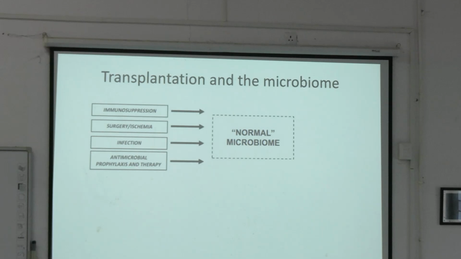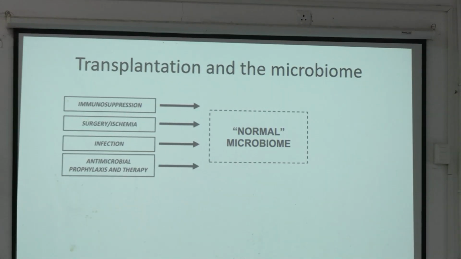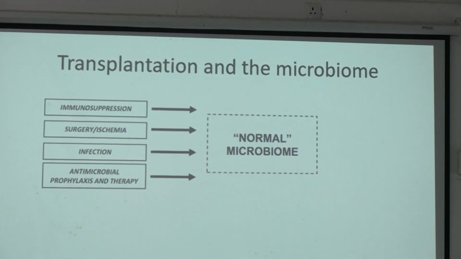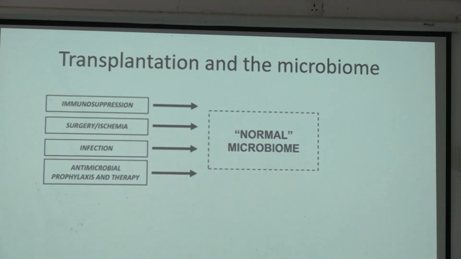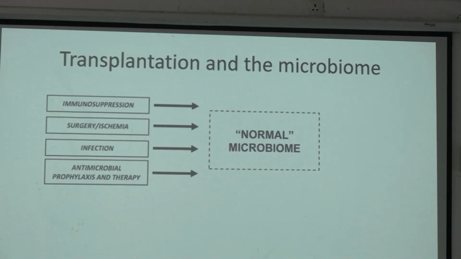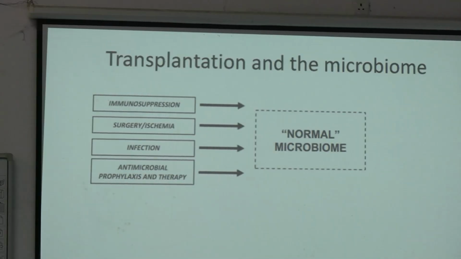Now, another aspect you have to consider in the recipients is the role of the normal microbiota. All these procedures that the recipient undergoes, which include therapeutic or procedural immune suppression or surgery or infections acquired in the hospital or antimicrobial therapy, either in prophylactic or therapeutic form, will ultimately disrupt the normal microbiome of the recipient. Now, after this disruption, the result could be twofold.